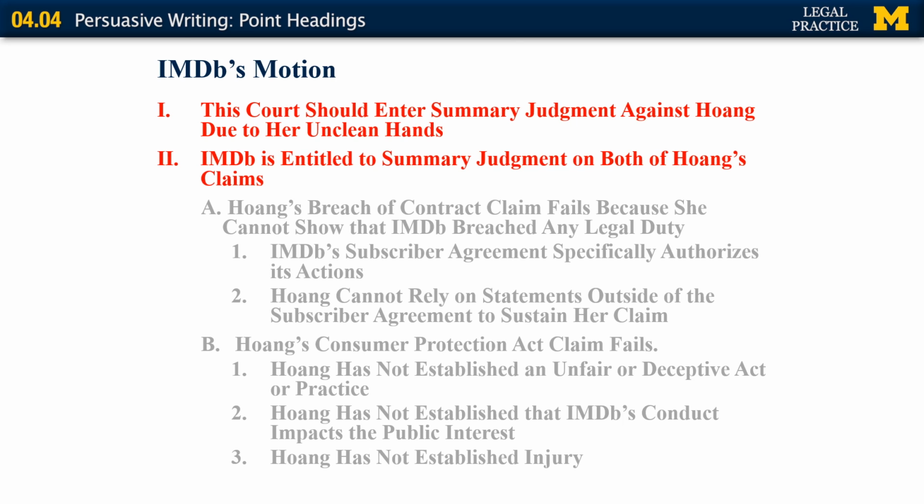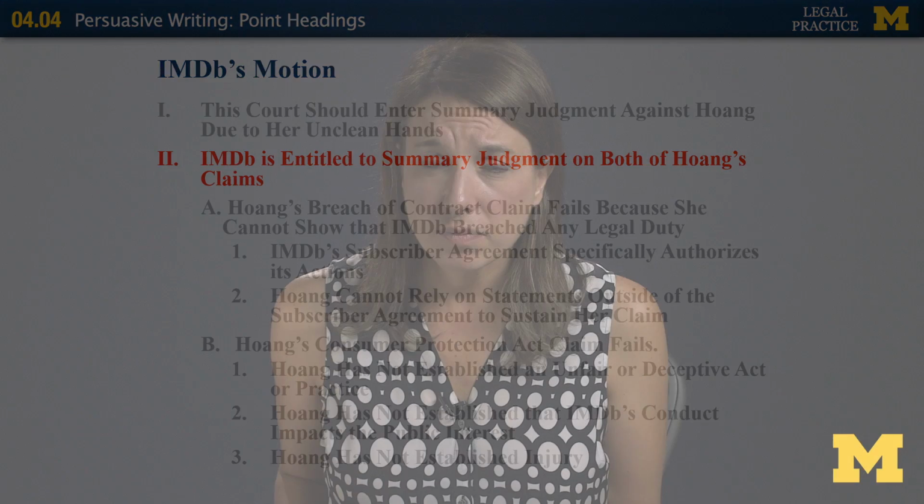Okay, so let's look at IMDb's overall organization. Notice first that there are two major arguments, and they each get a Roman numeral 1 or a Roman numeral 2. The first argument that IMDb raises is a defense to the entire lawsuit. And here's what it says: this court should enter summary judgment against Wang due to her unclean hands. And the second argument takes on her individual claims that she raised in her complaint. It says IMDb is entitled to summary judgment on both of Wang's claims.